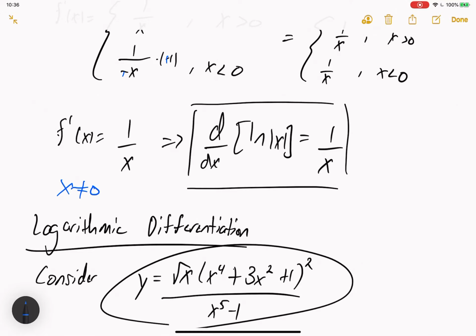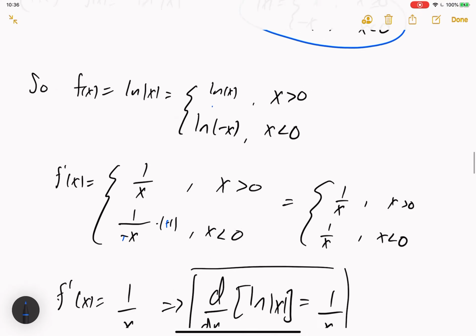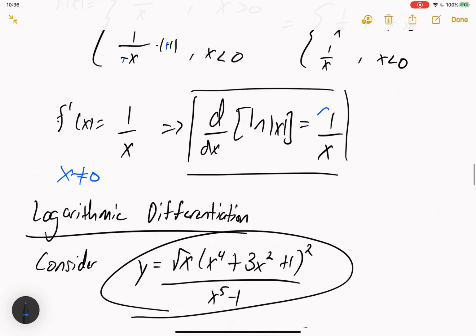So what this tells us is that d of dx of ln of the absolute value of x is just equal to 1 over x. So we will keep that in mind whenever we want to do integrals in the future, of what the actual integral of 1 over x is.